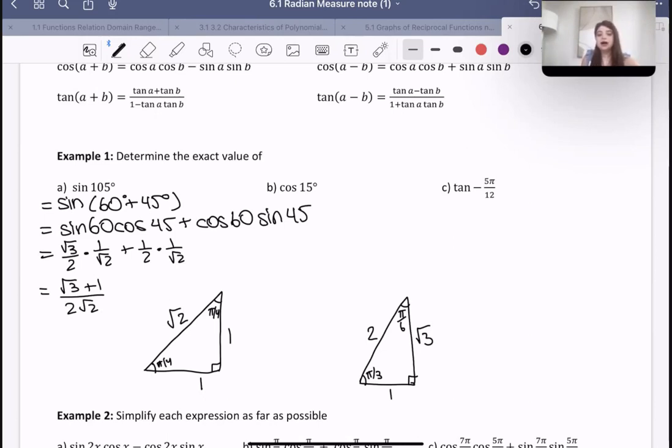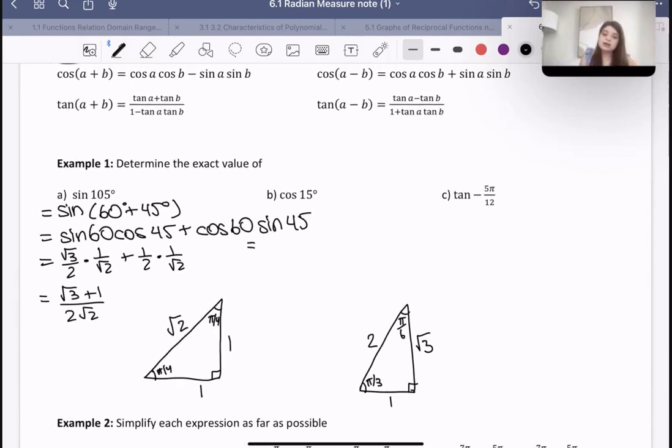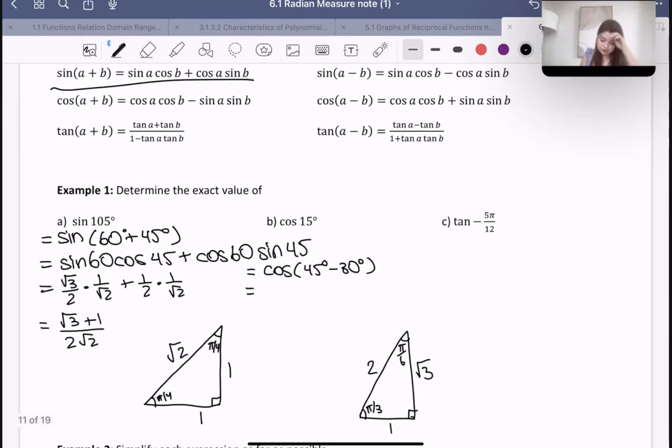All right, now what is cosine of 15 degrees? Well, cosine of 15, let's think about that. Well, 45 minus 30 is equal to 15. So that's equal to cosine of 45 minus 30 degrees. Okay. And that is equal to cos A cos B, right? So cos 45 cos 30 minus sine 45 sine 30.